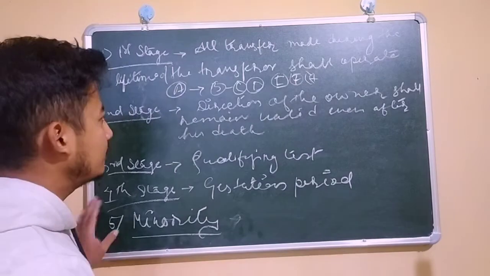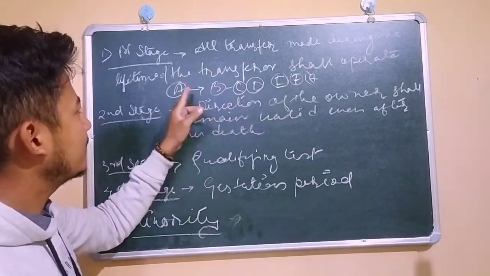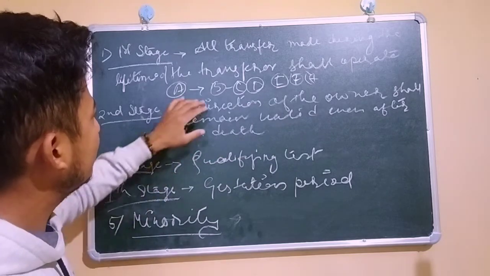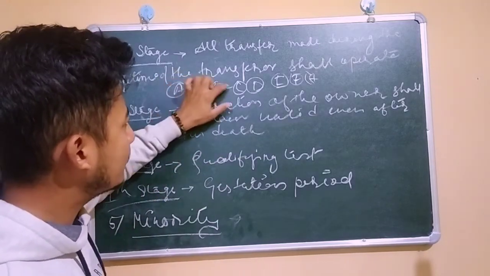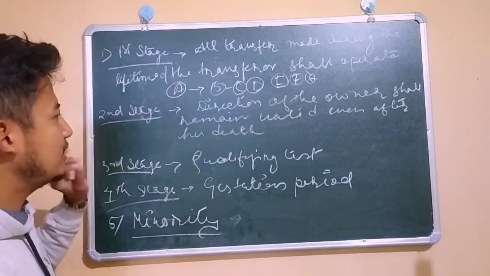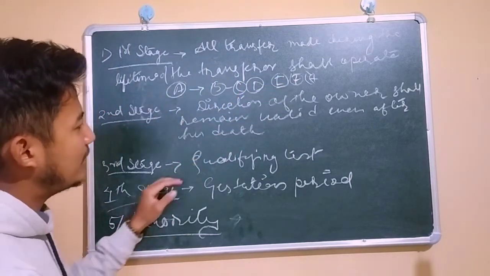So when A transferred the property to B for his life, and let's suppose A died, whatever direction he gave during his lifetime will remain valid. It will continue even after that. So after the death of B, the property will go to C, after that to D, like this. This is the second stage, and the third stage is the qualifying test.